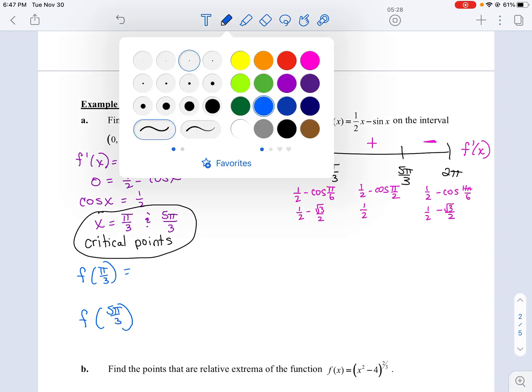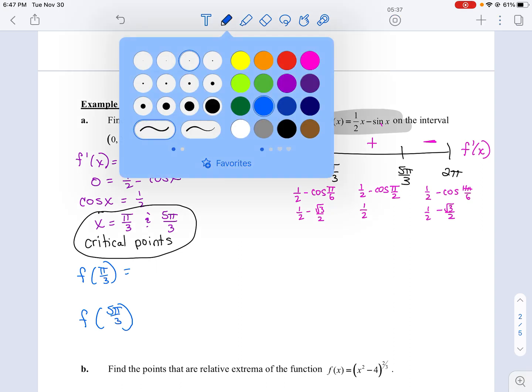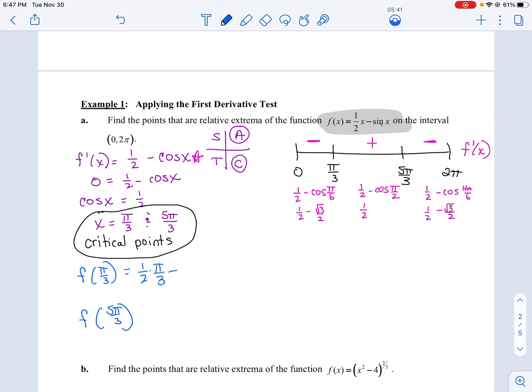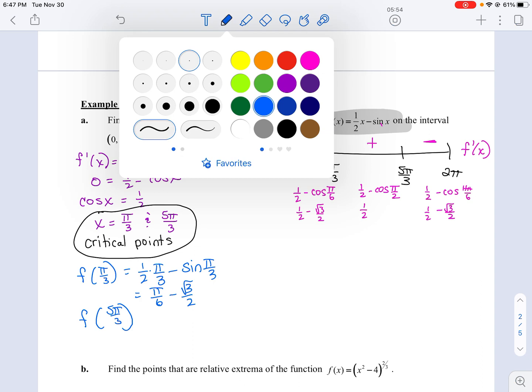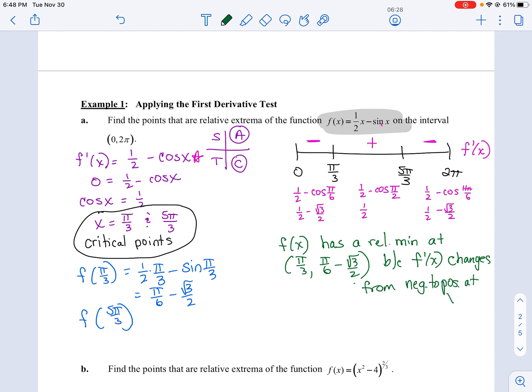Now this is f. Let's remember, here's f, up here. This is f of x, so I need to plug in here. That's going to be 1/2 times pi over 3 minus the sine of pi over 3. So that's pi over 6 minus, well, the sine of pi over 3 is radical 3 over 2. All right, so f of x has a relative minimum at pi over 3, comma, pi over 6 minus radical 3 over 2, because f prime of x changes from negative to positive at x equals pi over 3.